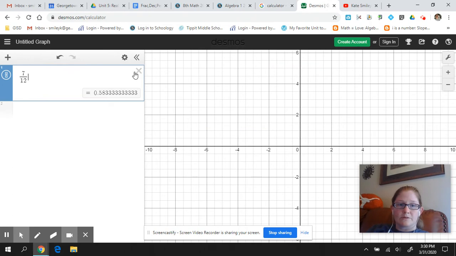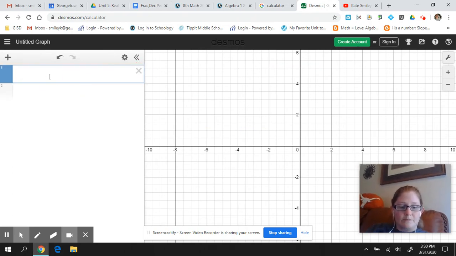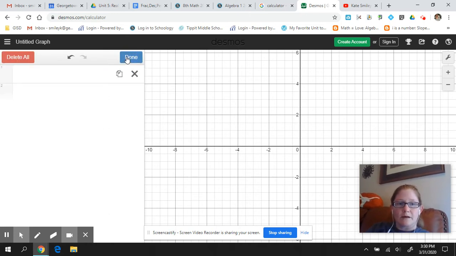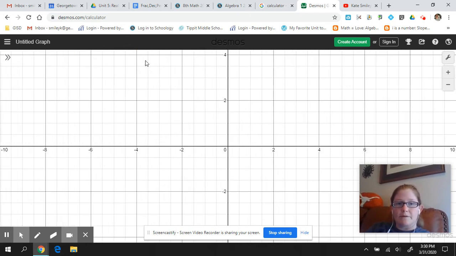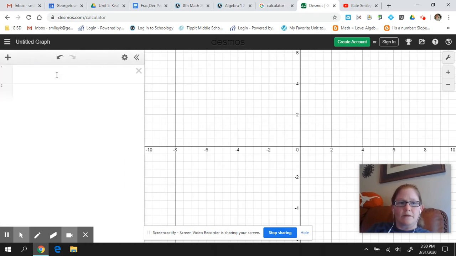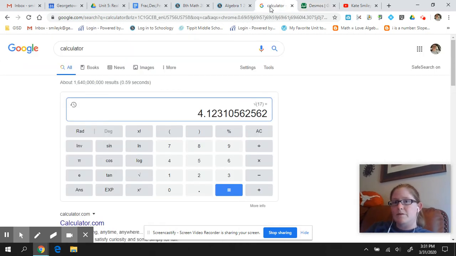Now on Desmos, let me clear that out. Square root. Maybe you start typing square root. Nope. I don't know if it will let you do square root of 17. I'll look into that. I'll get back to you. I haven't really tried to do a square root on here, but I'll look into it. It should be able to. Otherwise, stick with the calculator.